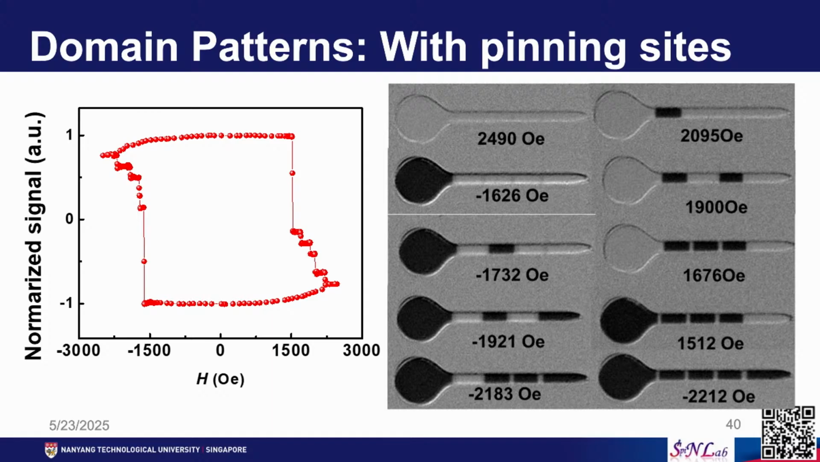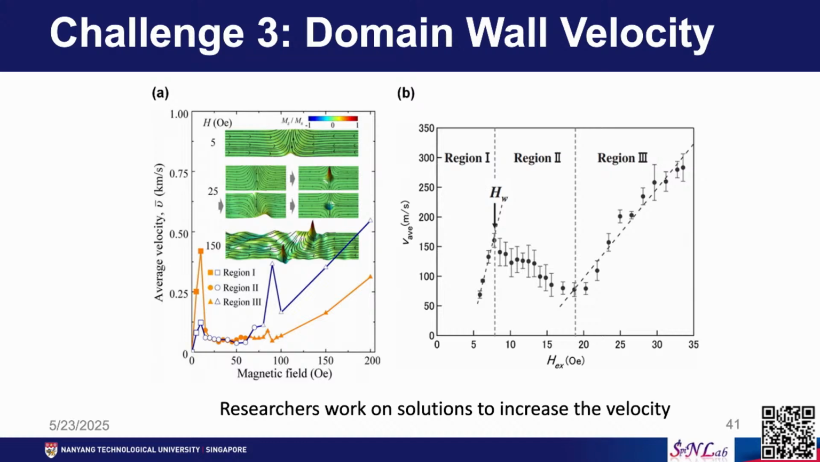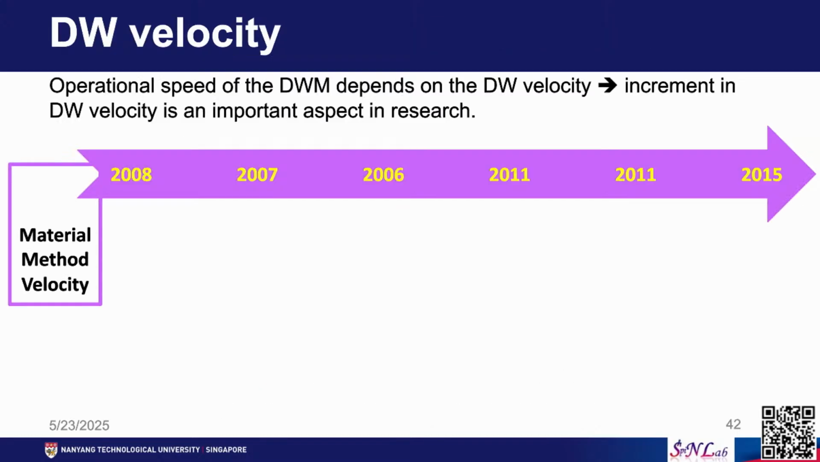So, these are examples of pinning sites, how the domain walls get stopped and so on. Okay, then the third point is domain wall velocity. This was a problem for some time in the early days. People realized that the domain walls may have different velocity depending on the magnetic field you apply and so on, but most of these problems got solved. Now, people can move the domain walls with very high velocity.